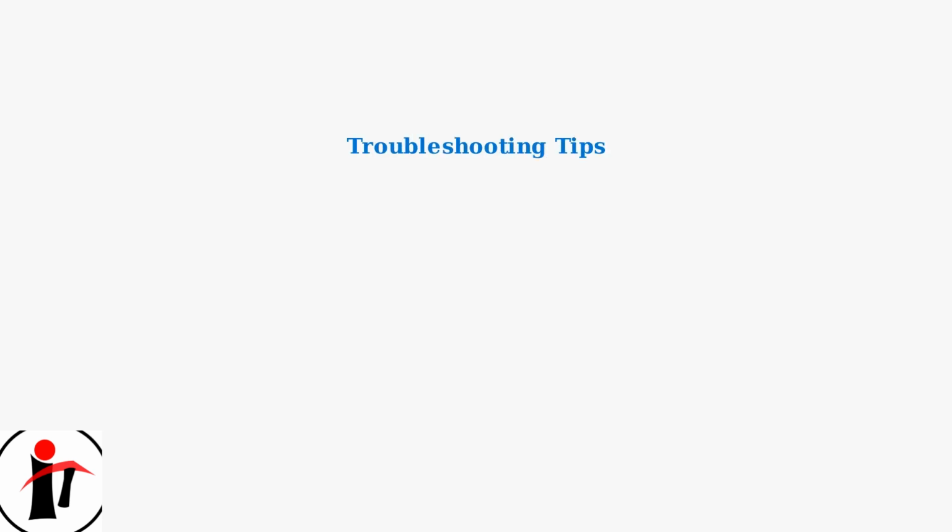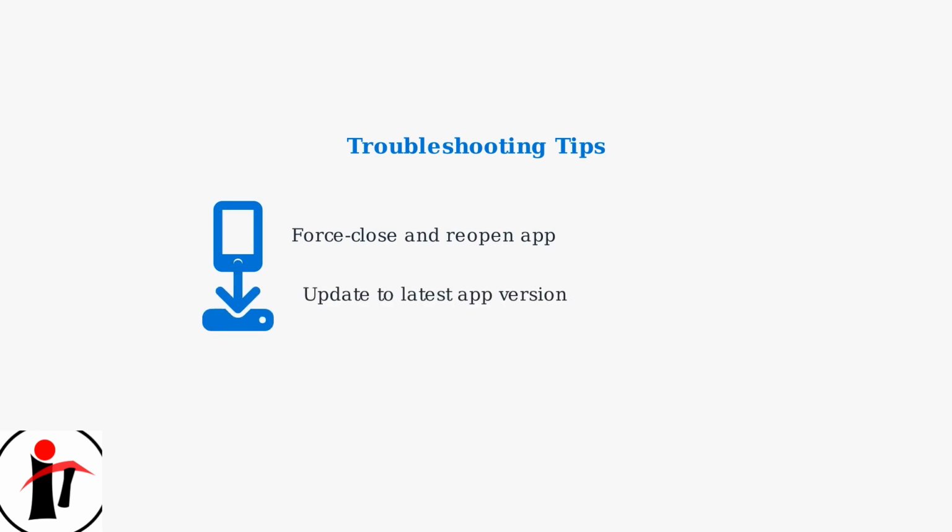If you encounter issues deleting a payee, here are some quick troubleshooting steps that usually resolve the problem. First, try force closing the Chase app completely and then reopening it. This refreshes the app's connection and often resolves temporary glitches. Second, ensure you have the latest version of the Chase app installed. Outdated versions may have bugs that prevent proper payee management.